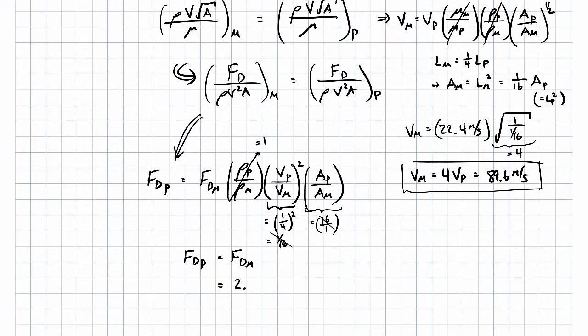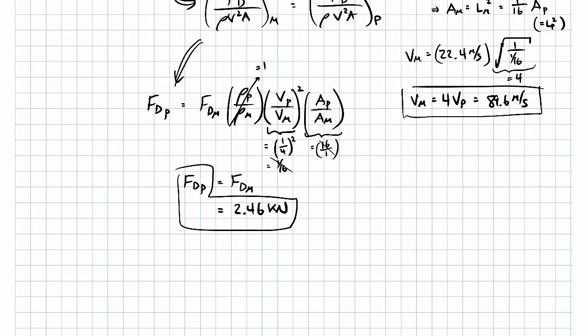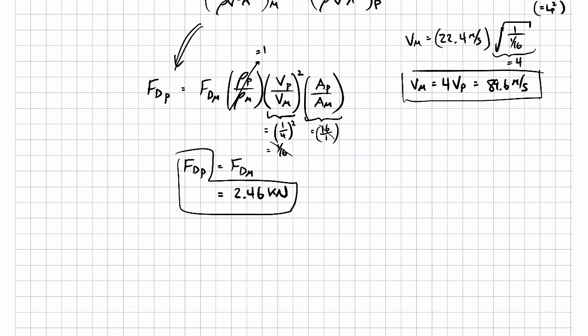So the prototype drag, full scale, will be the same as what we measure in our wind tunnel, 2.46 kilonewtons. So as long as we're operating our wind tunnel at 4 times the prototype speed, what we'll find is that the drag force between the model and the prototype will be the same. So that's how we can use our wind tunnel test to predict the force in the real life situation, or the prototype situation.